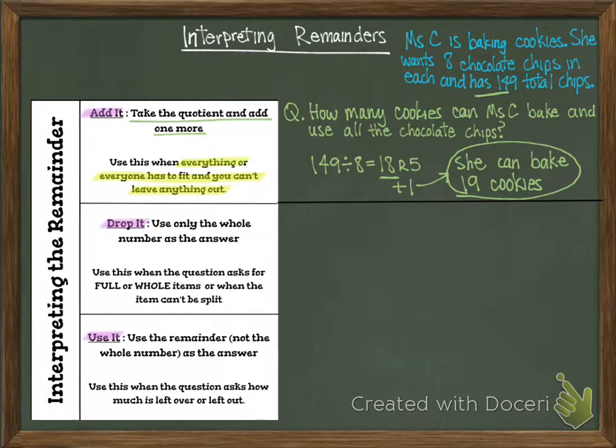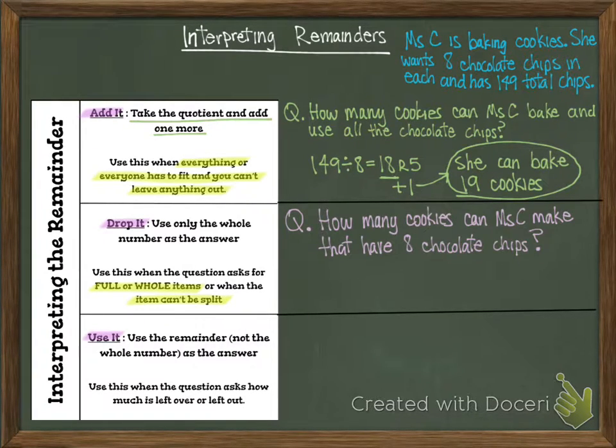So let's look at the drop it. It says use only the whole number as the answer. Use this when the question asks for full or whole items or when the item can't be split. So our question here could be something like, how many cookies can Miss C make that have 8 chocolate chips? Our 149 divided by 8 is still 18, remainder 5.